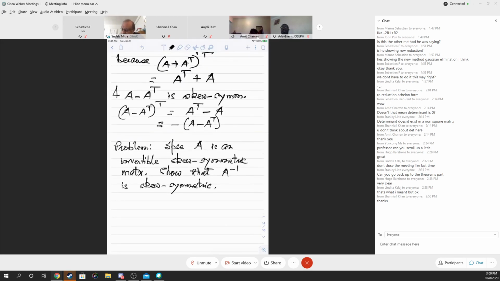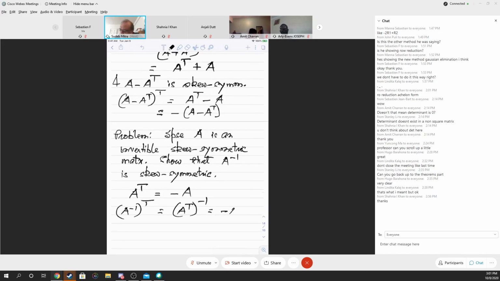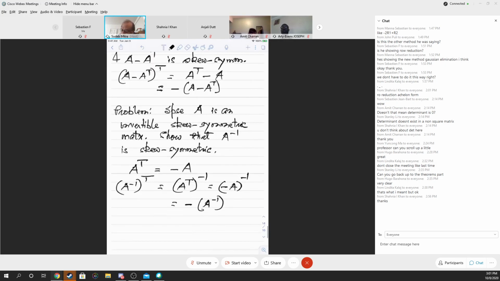So A is an invertible skew symmetric matrix. So A transpose is equal to minus A. So A inverse transpose is A transpose inverse. So that is minus A inverse. So that is minus 1, the scalar goes out, A inverse. Hence, A inverse is skew symmetric.